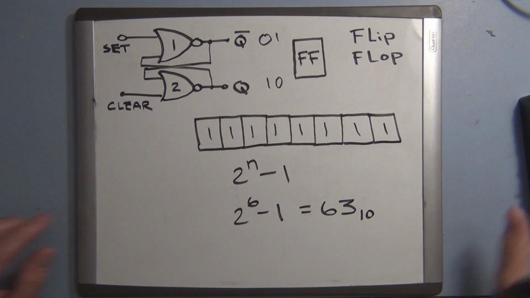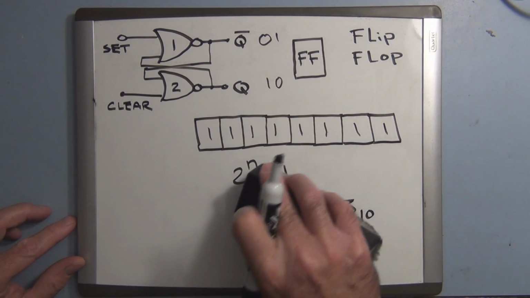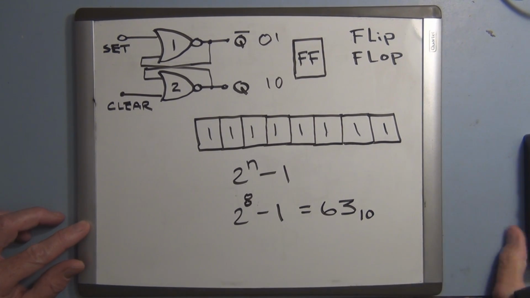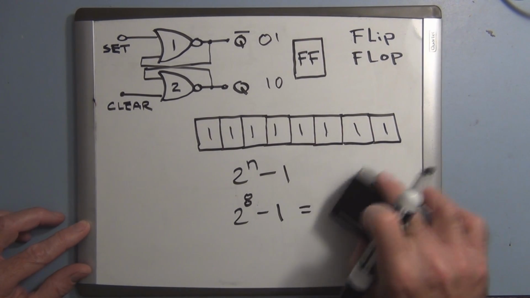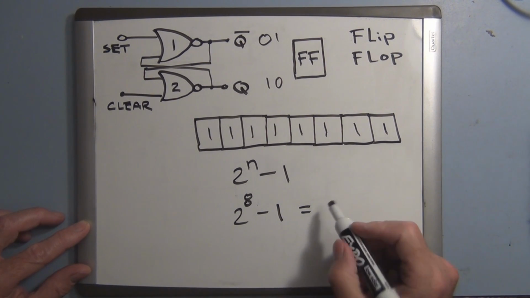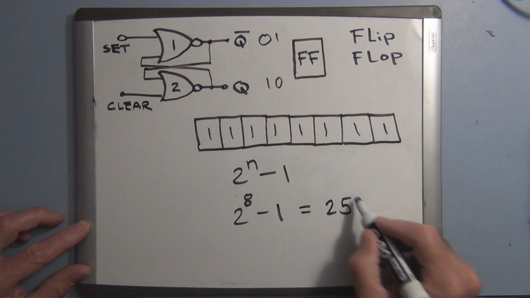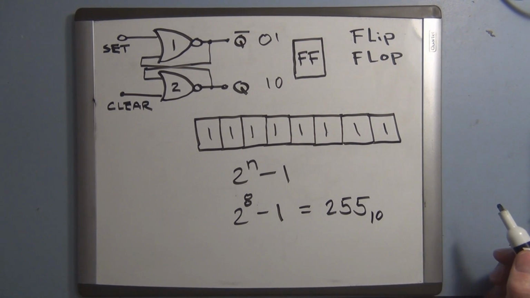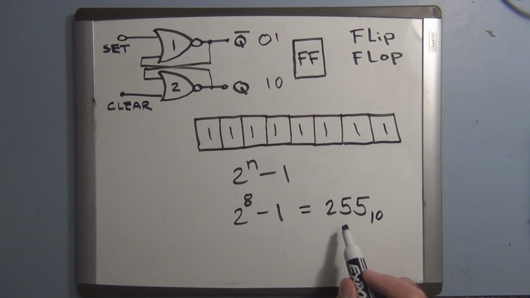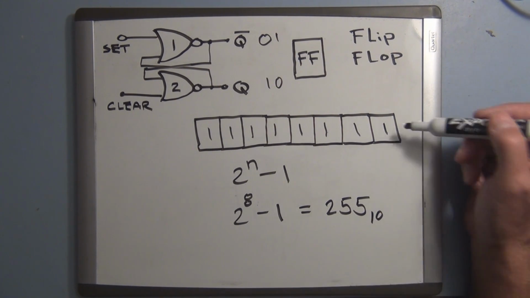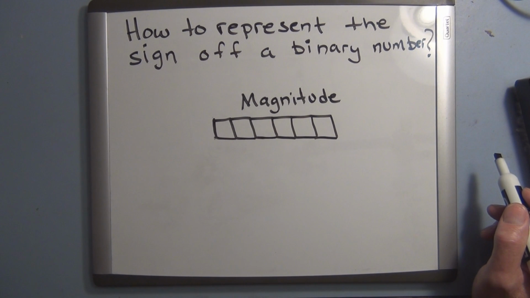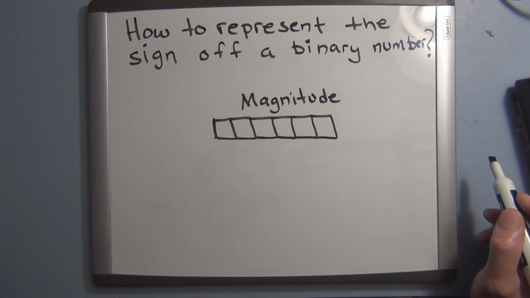And then that would give us the ability to work with numbers that were 2 to the 8 minus 1, which is 255. That would be the largest decimal number that we could manipulate with an 8-bit register. Now in the real world, we're going to be dealing with positive and negative numbers.